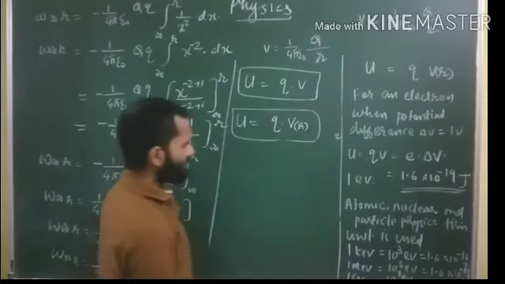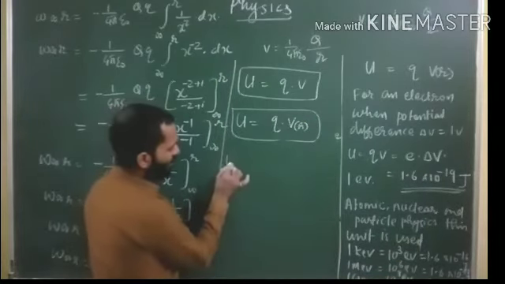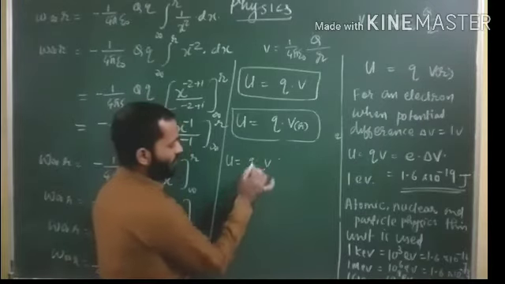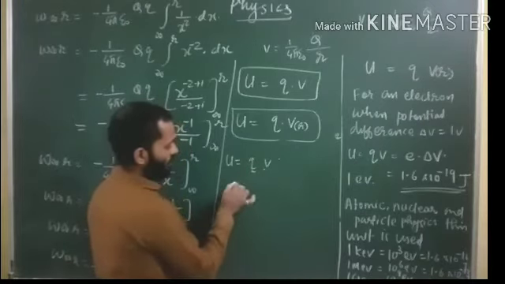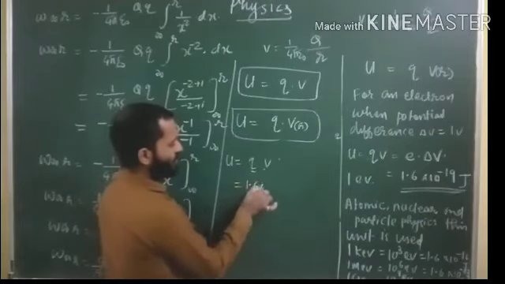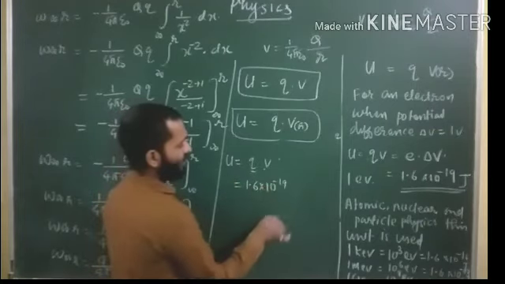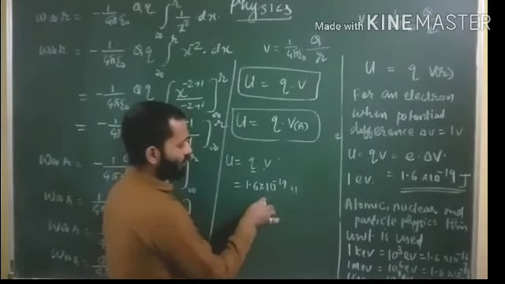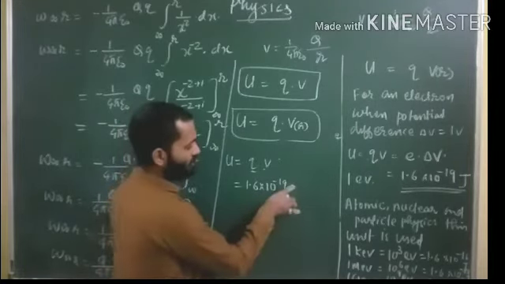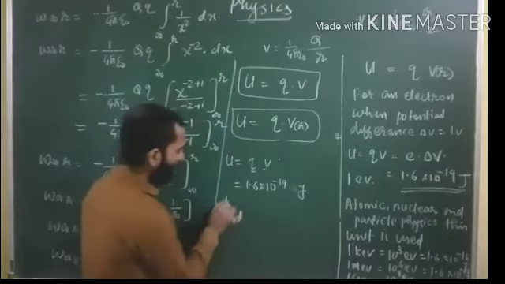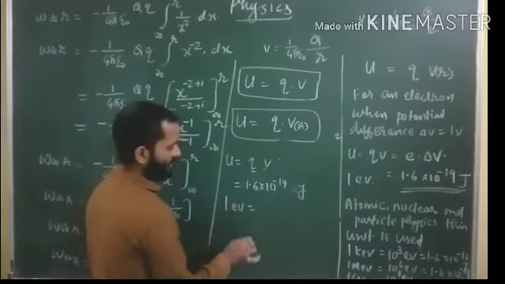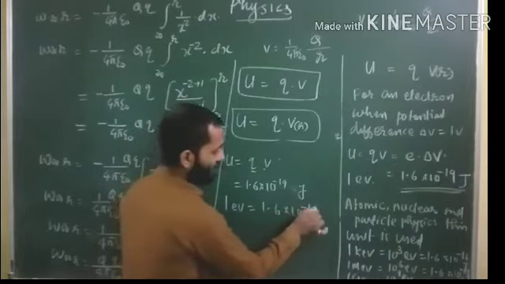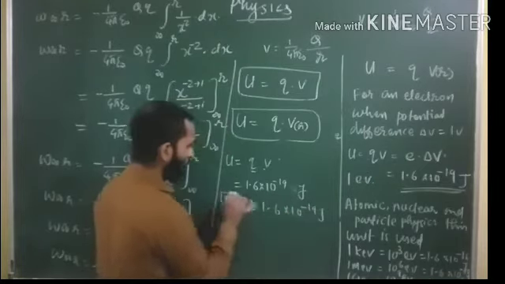It means, see students, here the energy will be equal to q into V. Now V is 1 volt and this is the electron. So the electron charge is 1.6 into 10 to the power minus 19, into 1. When you multiply this, the same quantity will come. So 1 electron volt of energy will be equal to 1.6 into 10 to the power minus 19 joule. This is a very important quantity you have to remember.